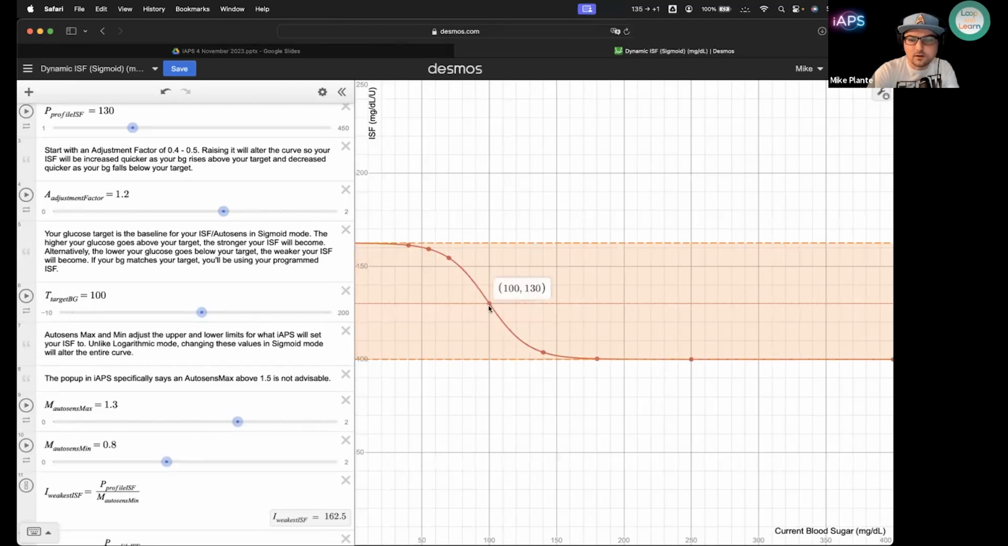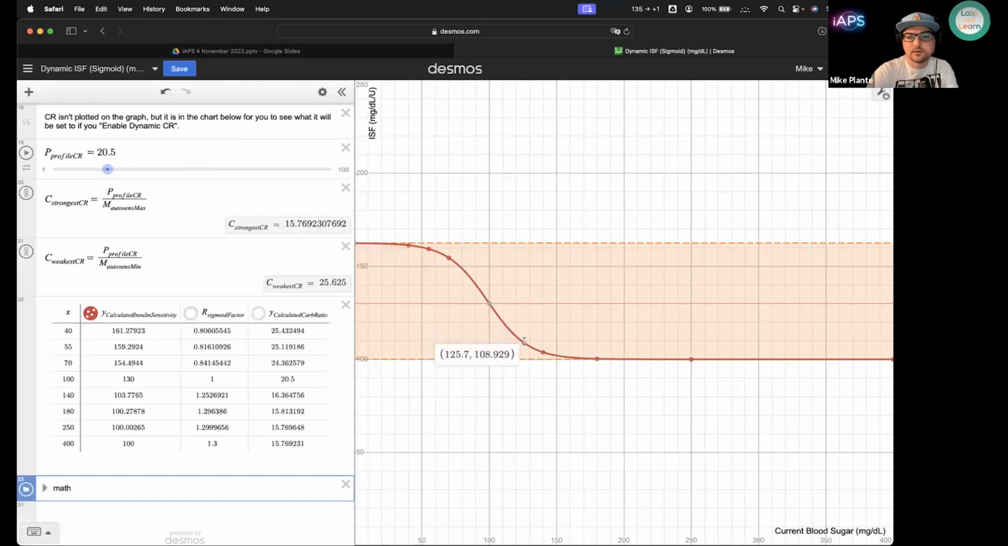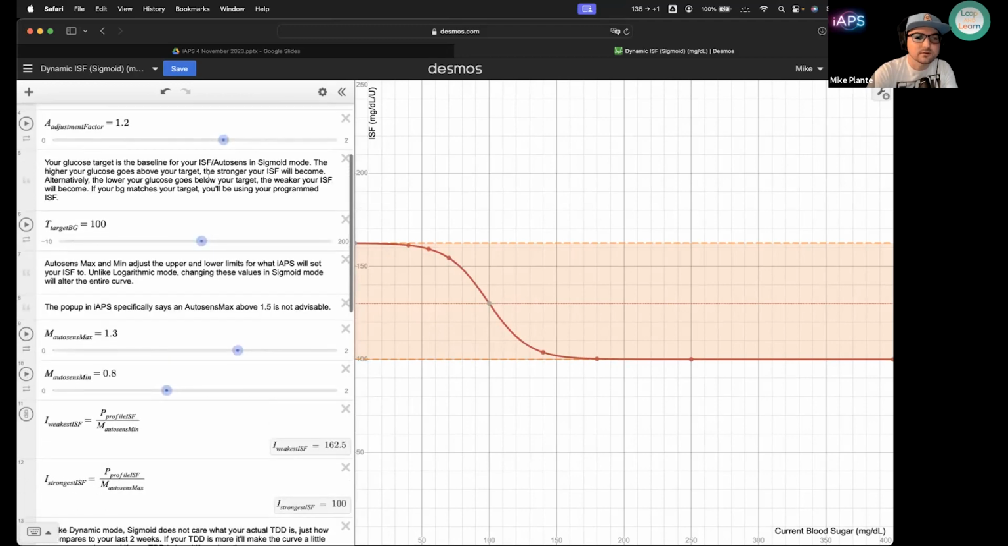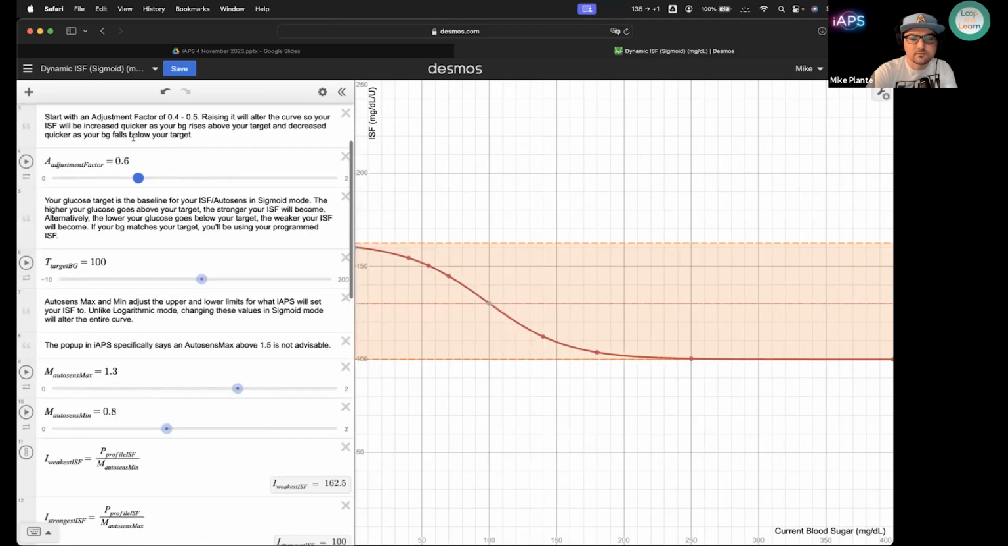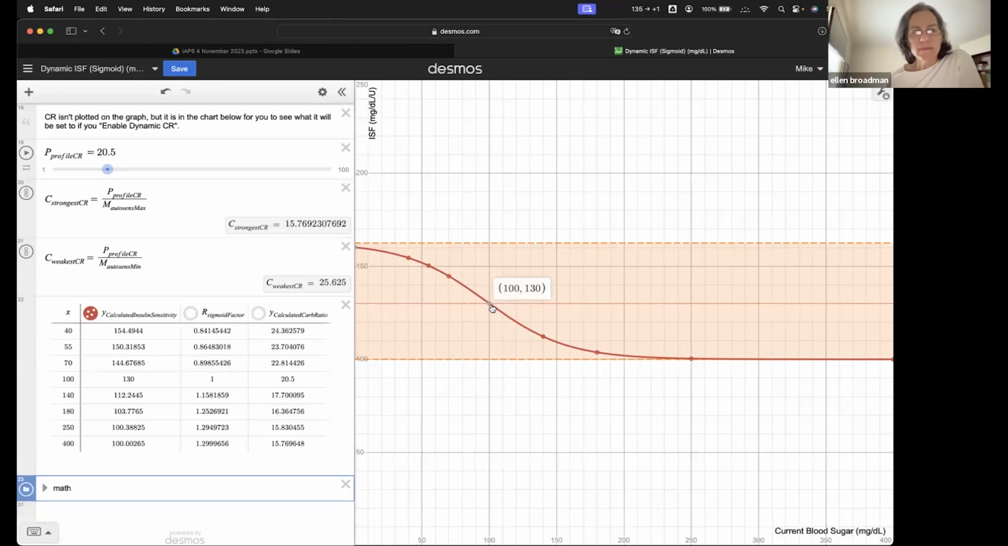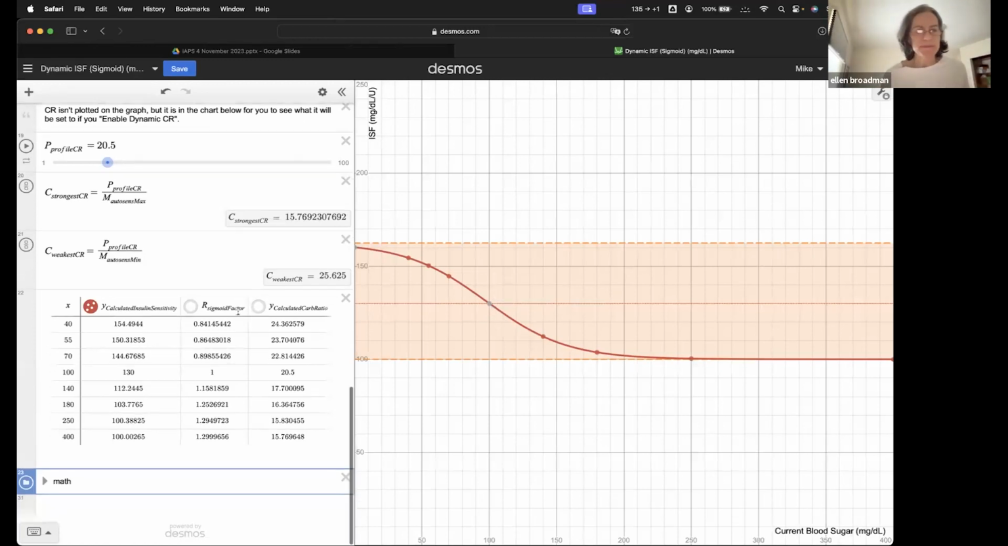It'll put it all the way down here if you're just at 125, but by making it a smaller adjustment factor, it's going to affect it much less when it's closer to your target blood sugar. Thank you, that's very helpful.